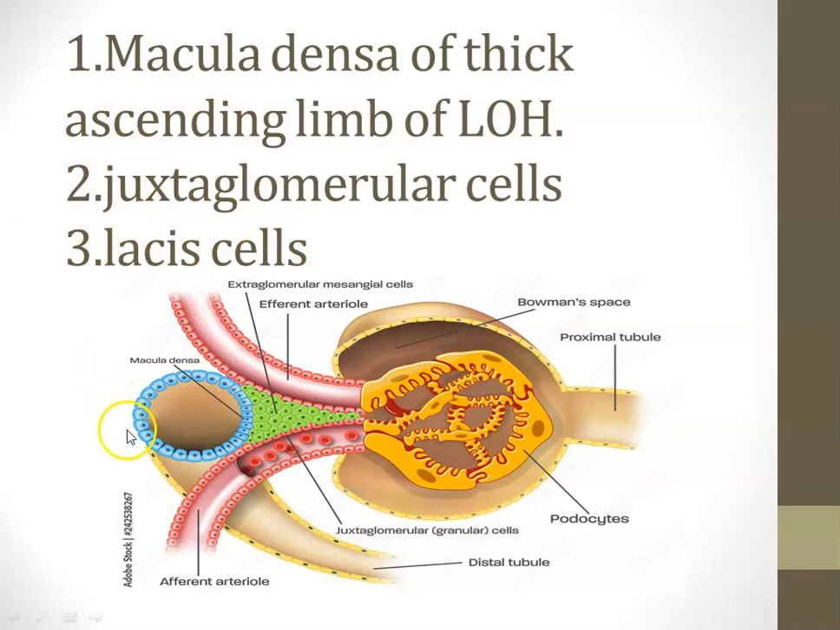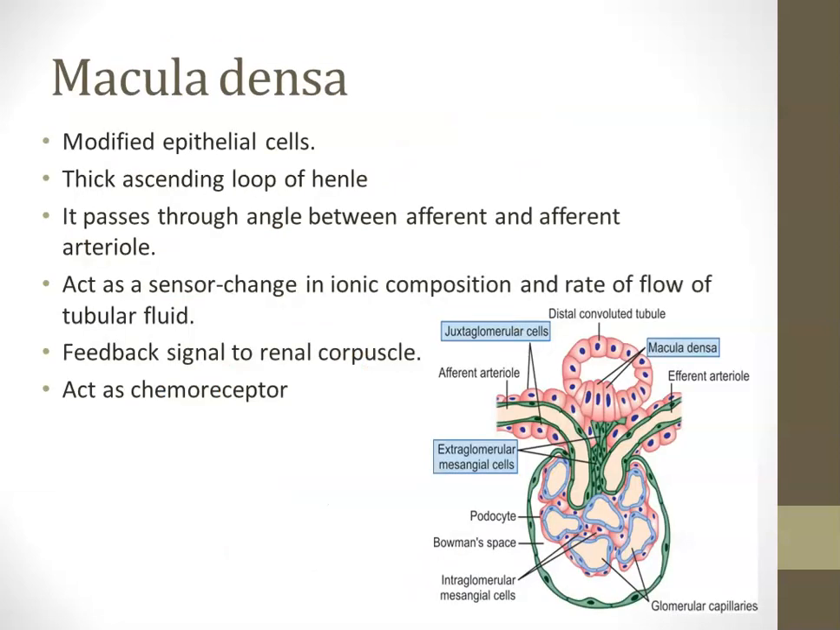So, the first one is the macula densa. These are the specialized epithelial cells present over the thick ascending loop of Henle. And then the juxtaglomerular cells, which are present over the afferent arteriole. And then the lacis cells. They are present between the afferent and the efferent arteriole. They are also called extraglomerular mesangial cells. Let's see one by one.